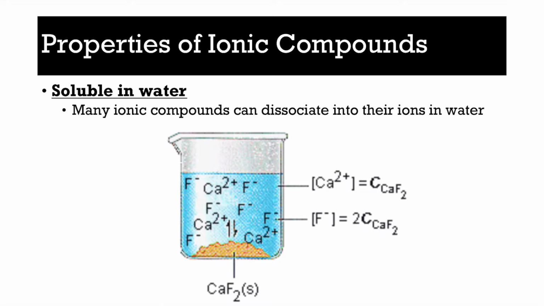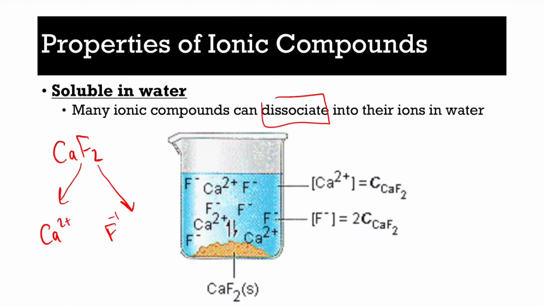Another property is that they are soluble in water. And so these ionic compounds can dissociate into their ions. So what this means is if we have, let's say, CaF2, when it gets put in water, it breaks up into its Ca ion, and it breaks up into the two F ions. Once all the water is gone, it can reformulate and make that compound again. But the ions themselves, that's what dissociation is. It's breaking up into its ions. Again, you see this here. You have that solid calcium fluoride, and then the ions floating around.